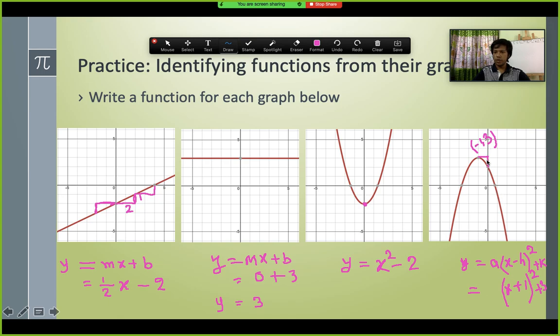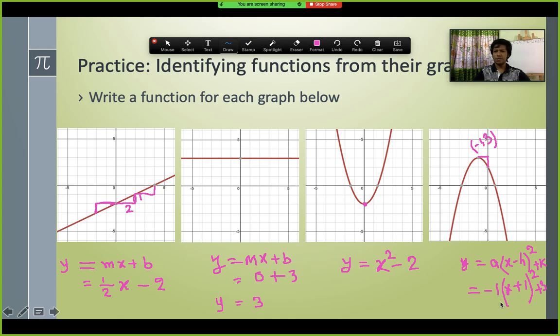So basically, it is 1 divided by 1. Rise over run. If you think it that way, rise is 1, run also 1. So 1 divided by 1 means 1, and the graph is going to the downside. So basically, it is minus 1. Okay, let's write minus 1.